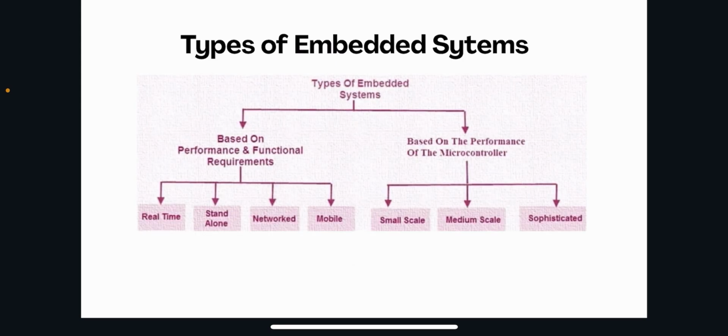The types of embedded systems. So overall, the embedded systems are divided into two types. First one will be based on the performance and functional requirements. In this, there are four types of embedded systems. We have real-time embedded systems, standalone embedded systems, networked embedded systems, and mobile embedded systems.